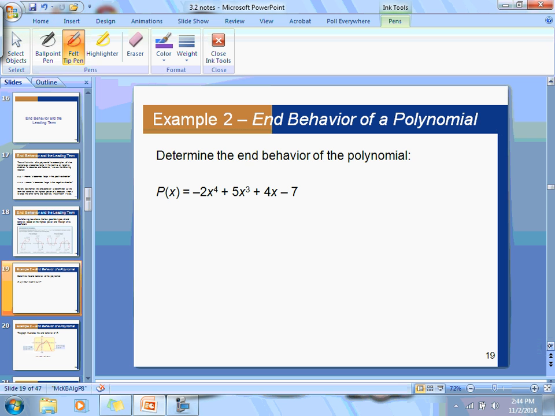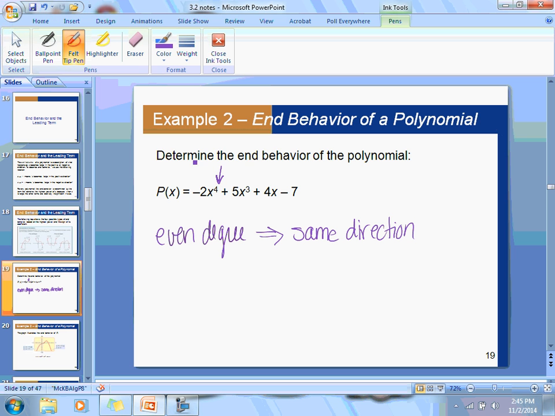So let's take a look at some examples here. Here in example 2, we just want to determine the end behavior of the polynomial. So we want to look at our degree first of all. So we have negative 2x to the 4th plus 5x to the 3rd plus 4x minus 7. But the part we really need to focus on is that degree. So we have an even degree. So that's going to tell you that the ends are going to be going in the same direction. So they're both going to be going up or they're both going to be going down.